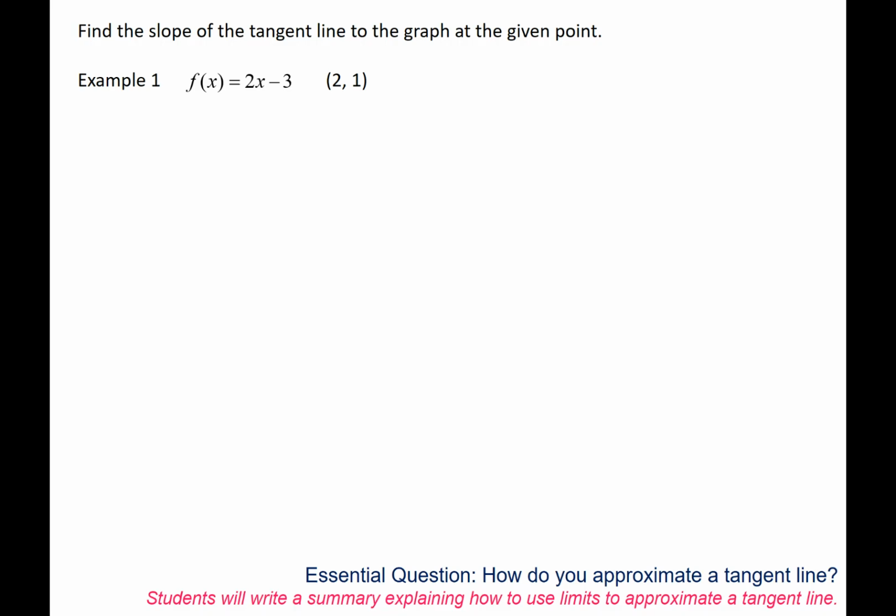We're going to find the slope of the tangent line to the graph at the given point. The first thing I'm going to do is write out my formula, so that I memorize it before Friday. Limit as delta x approaches 0 of f of c plus delta x minus f of c, all over delta x. Have I done anything yet? No, I wrote the formula down.